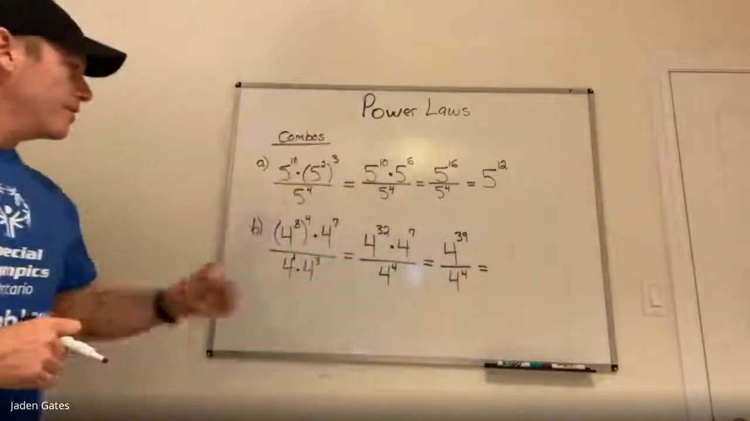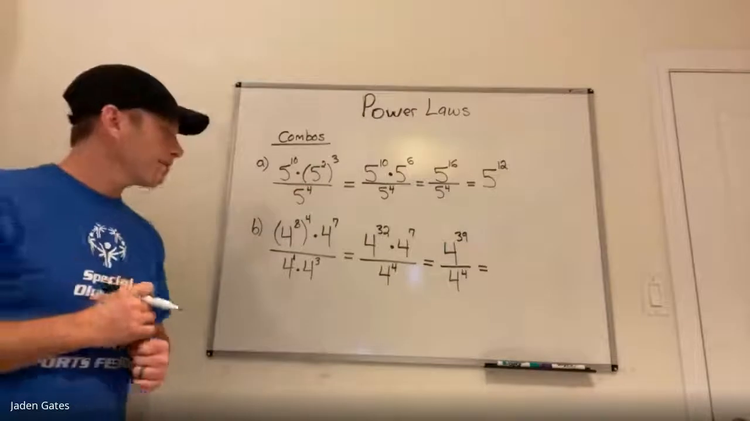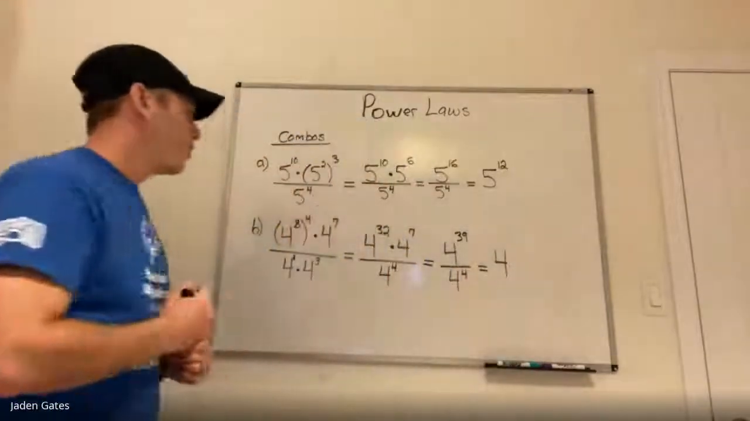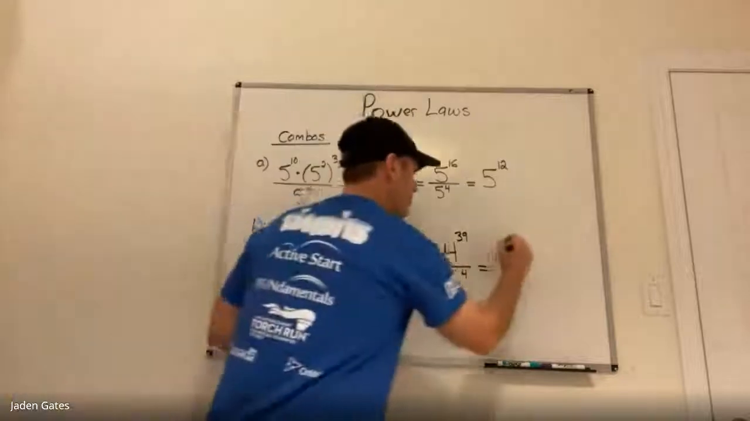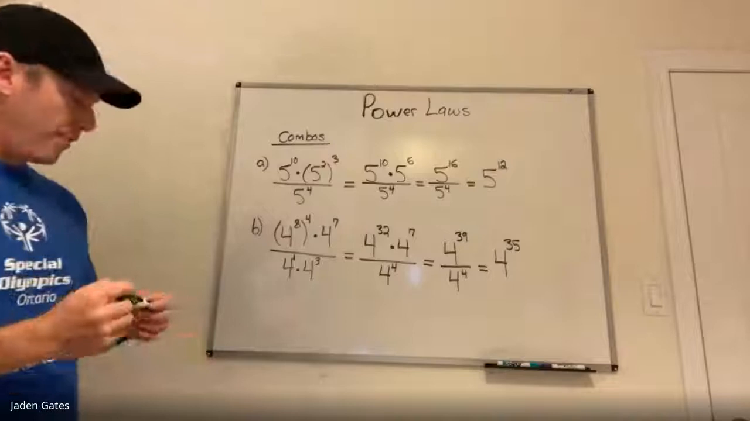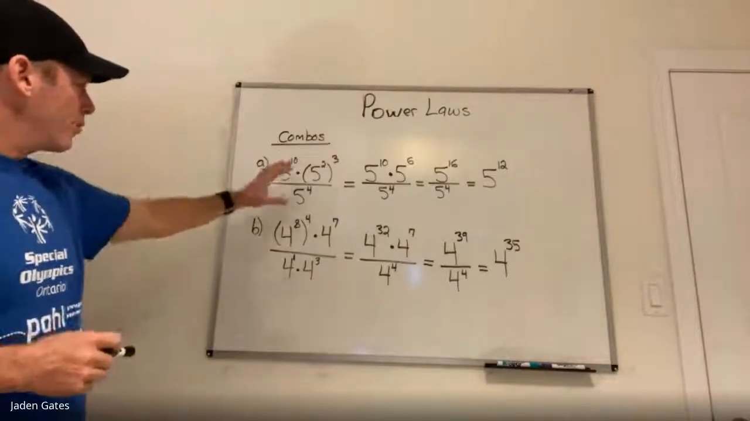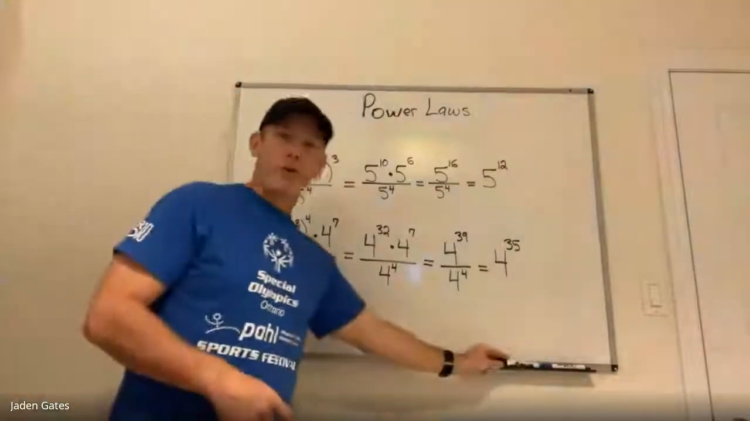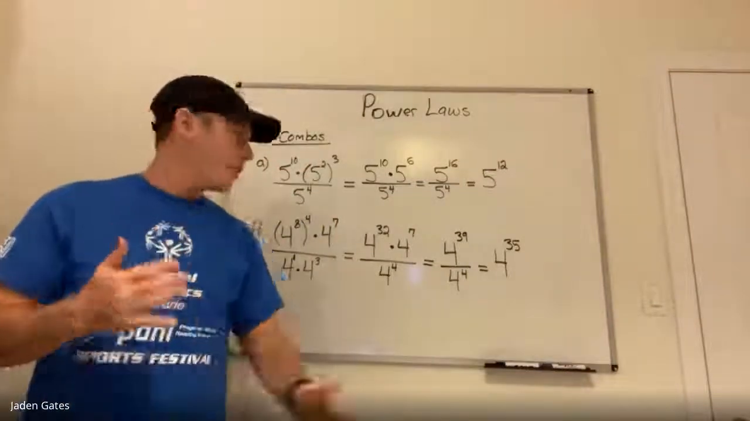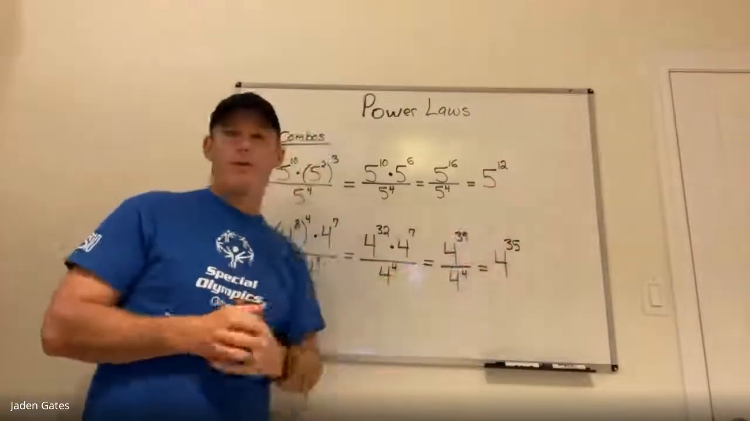And then once again, dividing powers, same base. Keep the base the same. Subtract my exponents. So 39 minus 4 is 35. So I end up with 4 to the power of 35. So there's an example where we used all 3 of the rules in combination just to simplify it and get down to, again, a single power. All right.